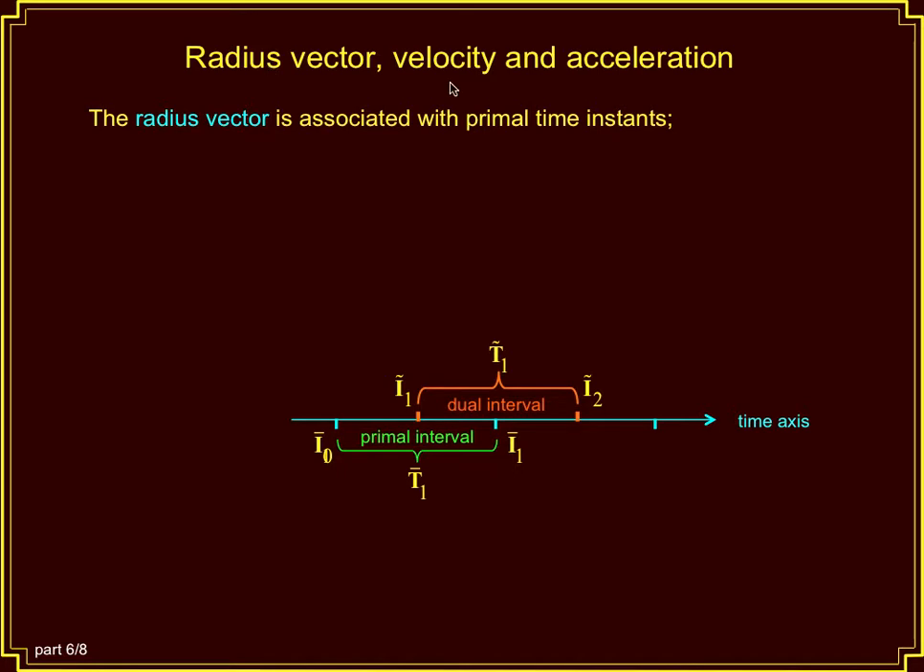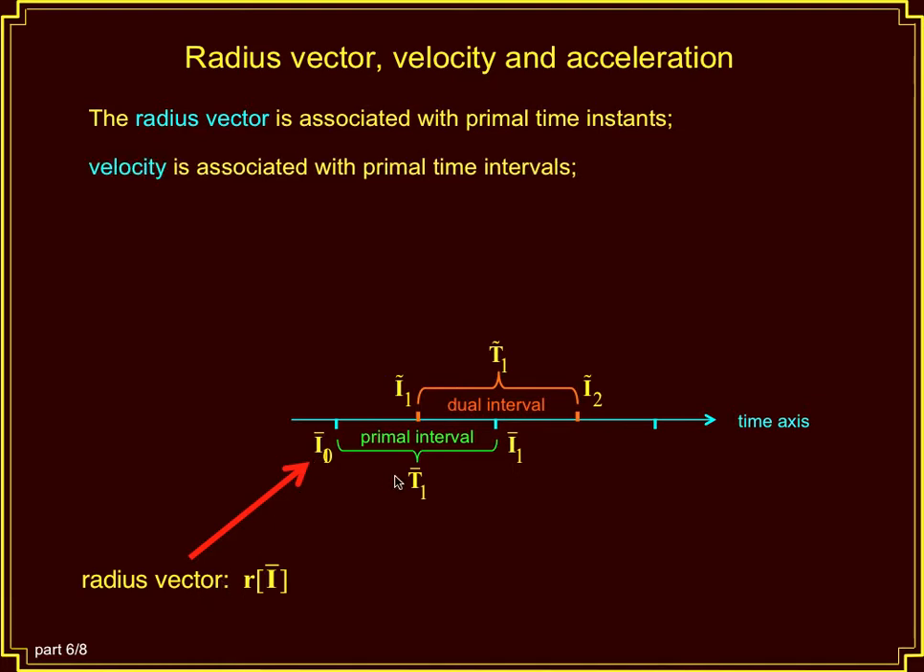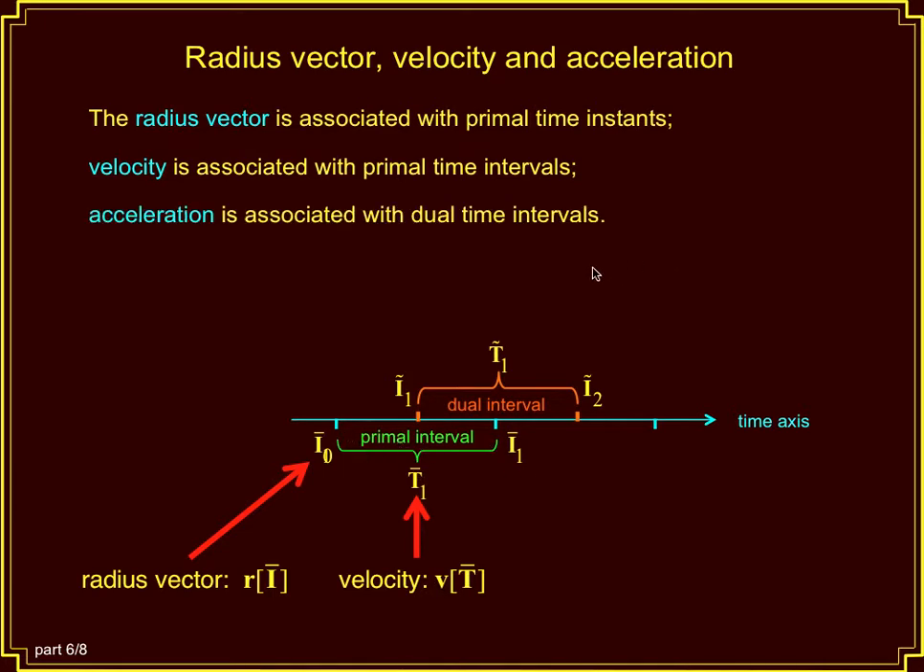Radius vector, velocity and acceleration. The radius vector is associated with a primal time instant. Velocity is associated with primal time intervals, on the contrary, because we need a small time interval in order to evaluate the velocity. Acceleration is associated with dual time intervals.